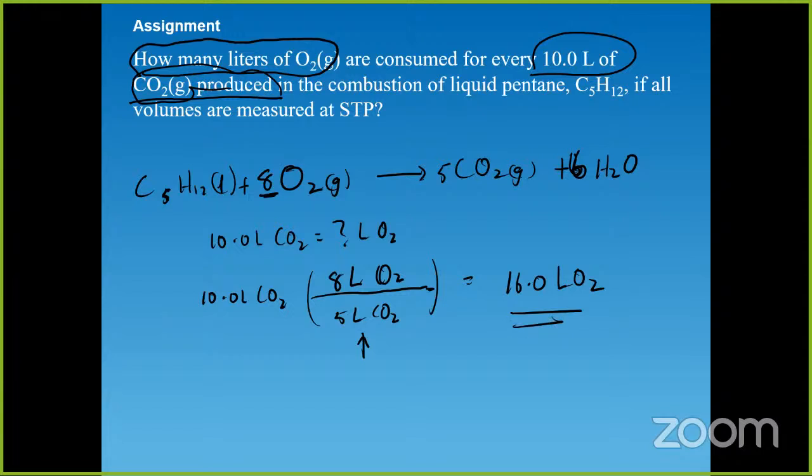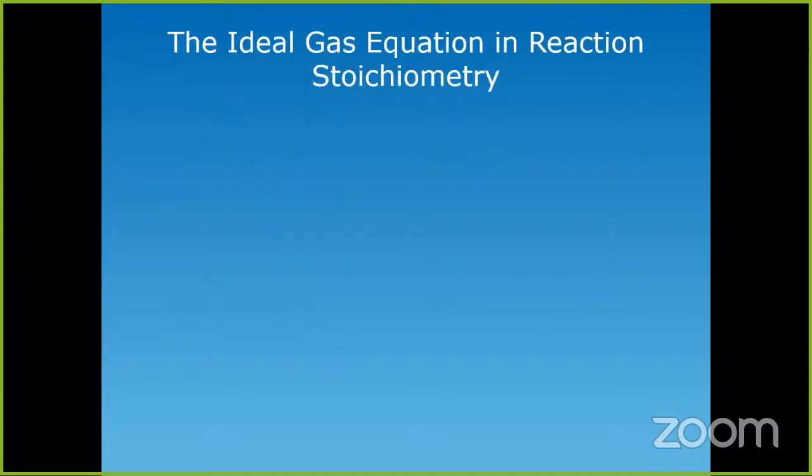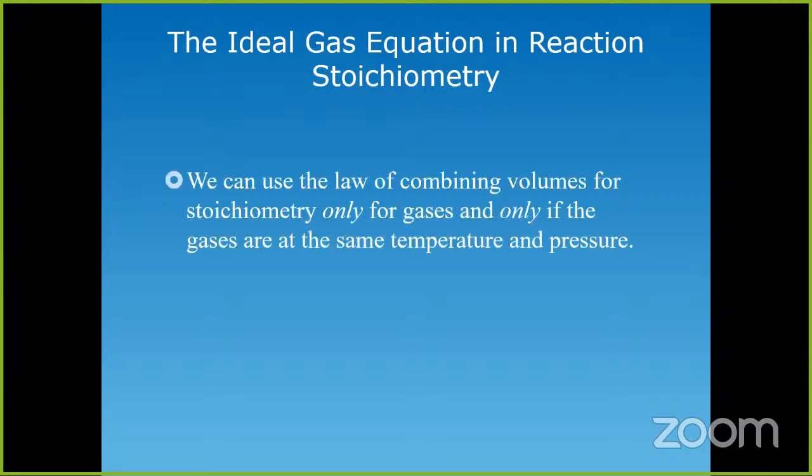And as I said before, it's relatively simple because we're assuming that all the gases are at STP conditions, or fixed temperature and pressure. Okay, now we're going to get into situations where that's not the case, right? So when it comes to solving stoichiometric problems where the temperature or pressure of the gases may vary, then we have to use the ideal gas equation to help us solve the problem.